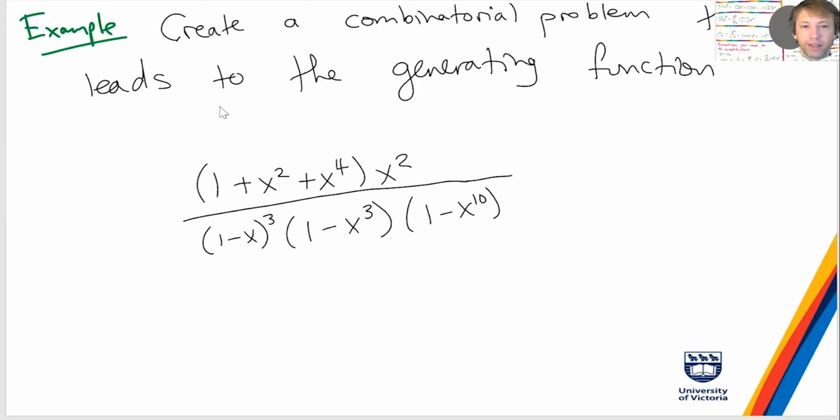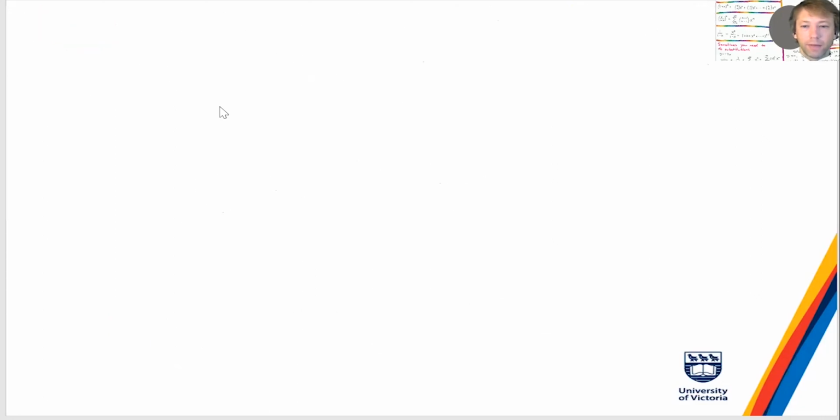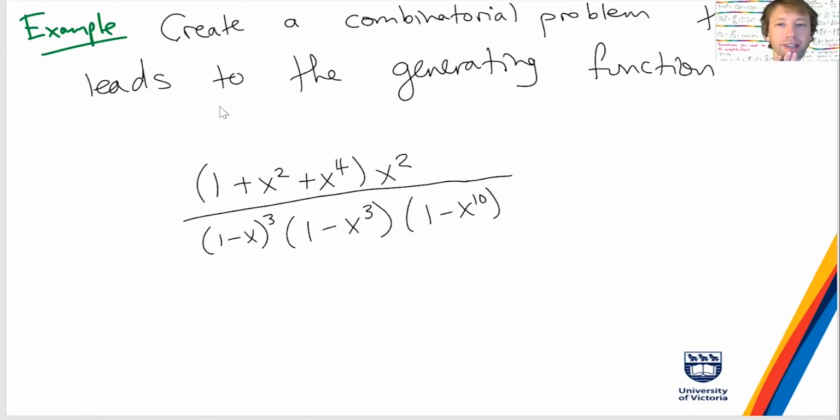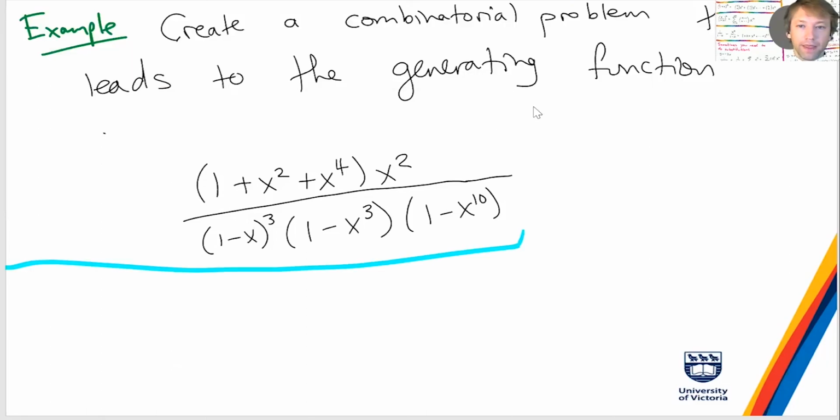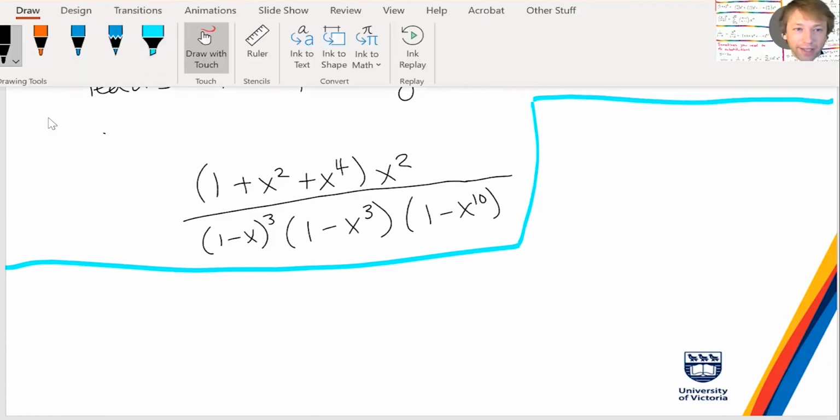That's not particularly interesting. Okay, here's a question. This is the kind of question that you could be asked: to create a combinatorial problem that gives you this generating function. I think the easiest is to just make it like counting integer solutions.